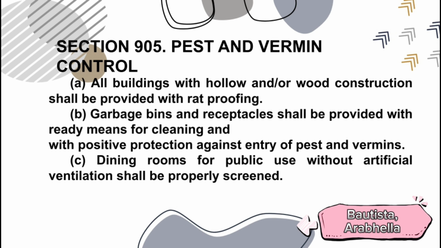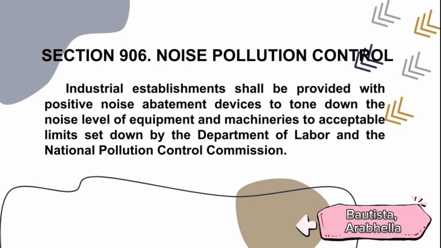and windows. Section 906, Noise Pollution Control. Industrial establishment shall be provided with positive noise abatement devices to tone down the noise level of equipment and machineries to acceptable limits set down by the Department of Labor and the National Pollution Control Commission.